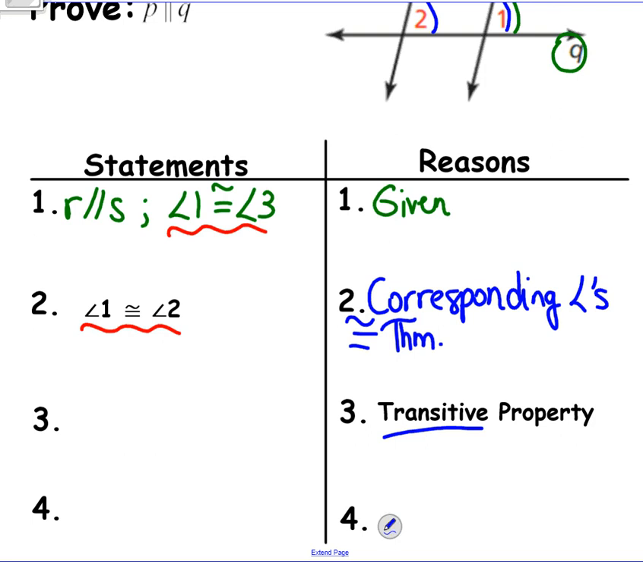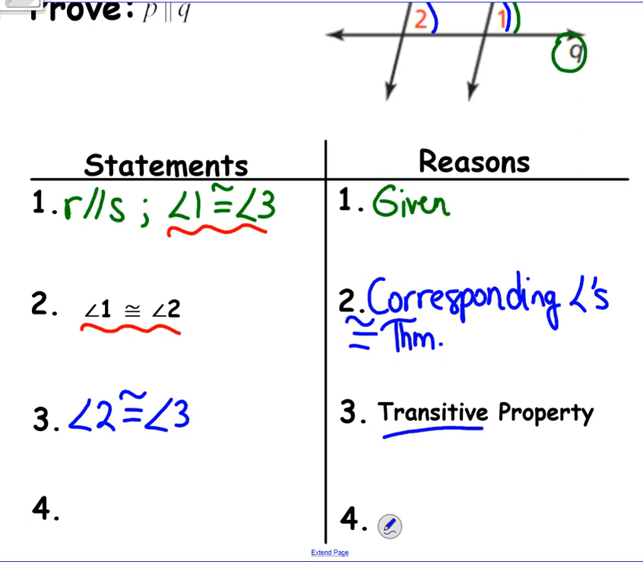Well, what's overlapping between these two congruent statements? It's angle 1. So angle 1 should be able to be eliminated from the congruent statement, and you should be left with the other two. So angle 2 should be congruent to angle 3.